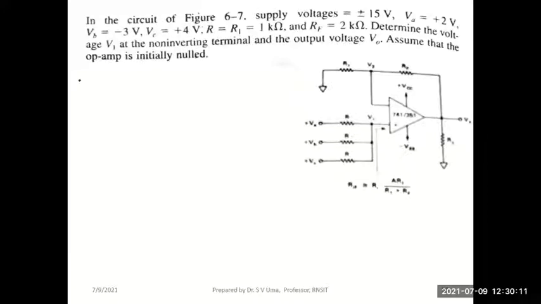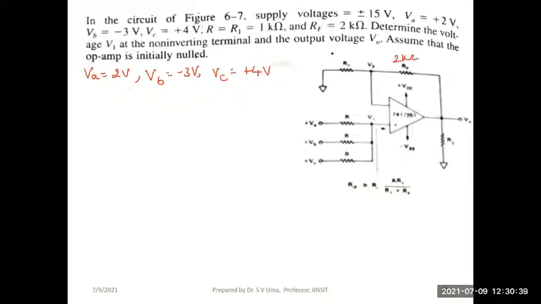VB is minus 3. VA is 2, VB minus 3, VC plus 4 volts. All these R values are 1 kilo ohm, and RF is 2 kilo ohm. So this is 2 kilo ohm.